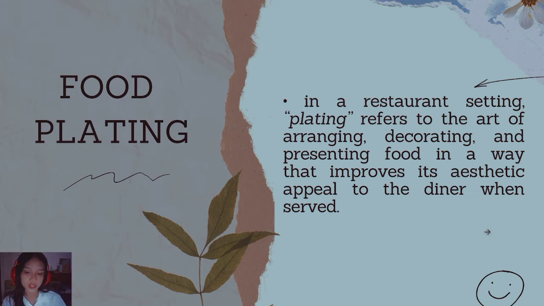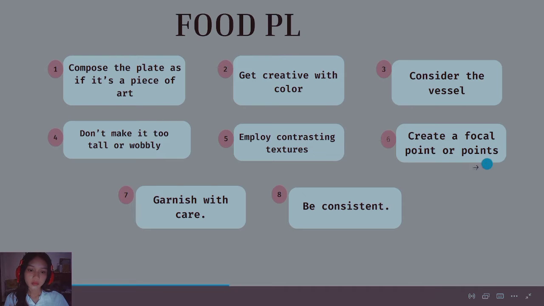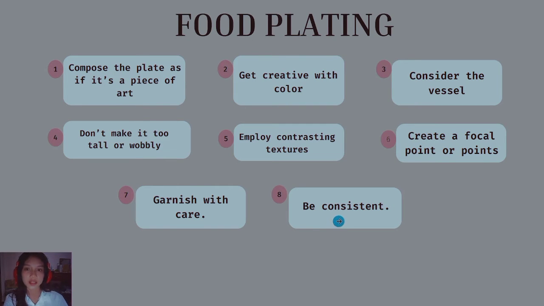There is much consideration that must go into every aspect of preparation to successfully achieve great plating, from the size of the components on the dish to the type of cut, to the color and consistency of sauce or toppings. So, there are 8 secrets to achieve a successful plating. The first one is compose the plate as if it's a piece of art.